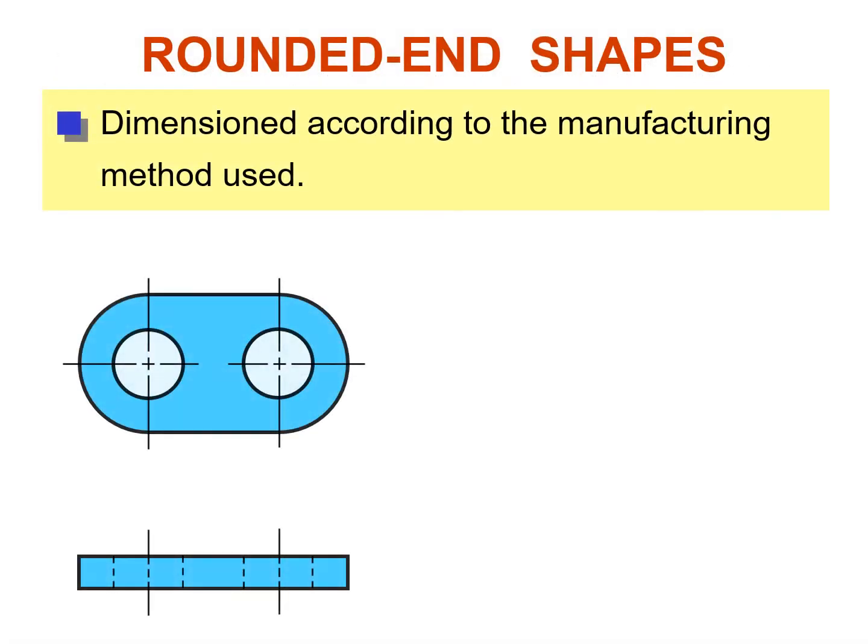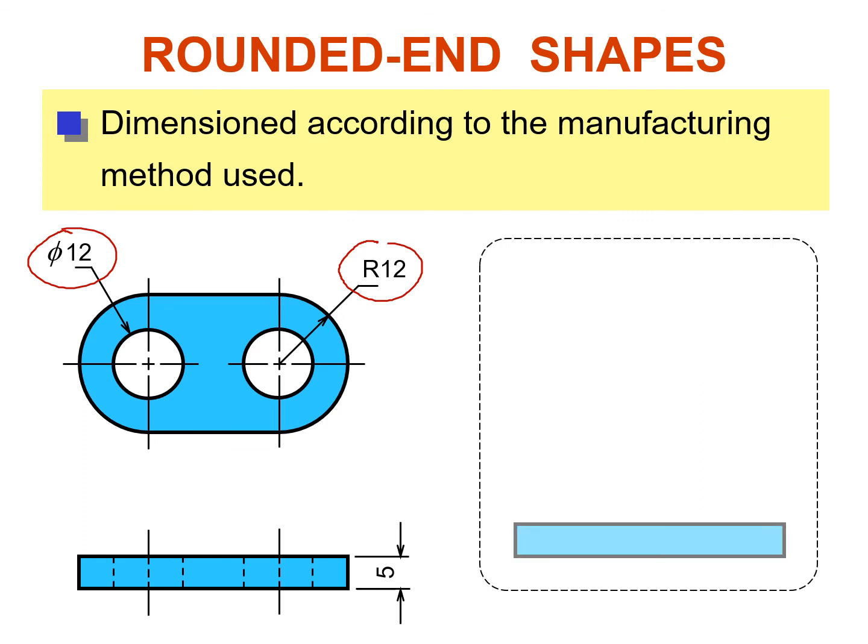Then what we should do, we should dimension according to the manufacturing methods used. For example, if these are the two holes, so the manufacturing method that is going to be used is drilling. That we will use drilling to actually manufacture two holes in this block. So what we will do, we will need this information, the radius of this edge, the diameter of the hole, and again the width of this slab, and this is the manufacturing method that we are going to use.